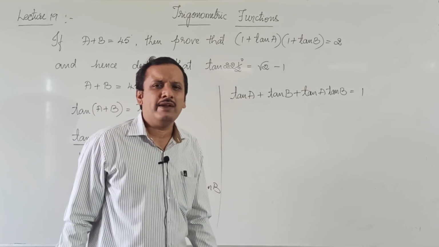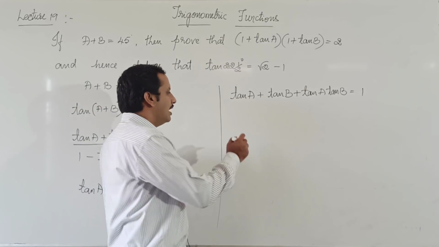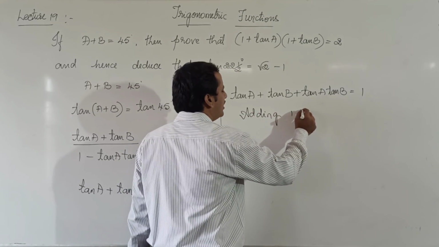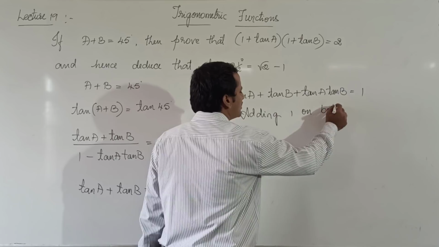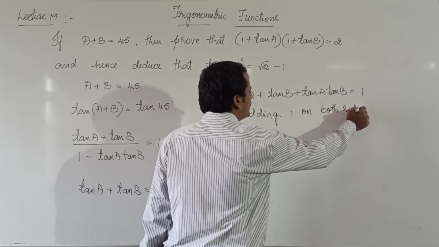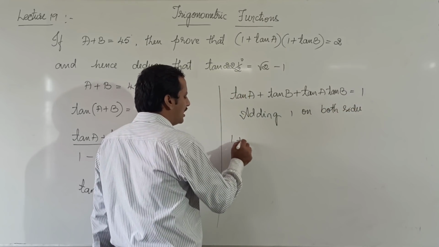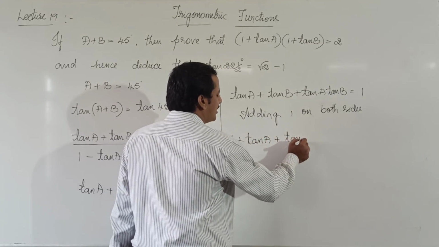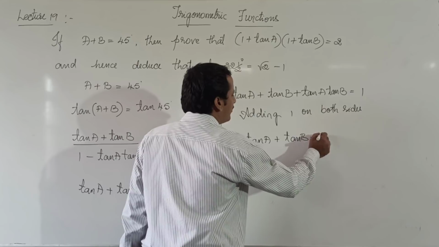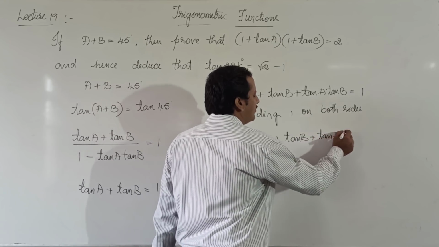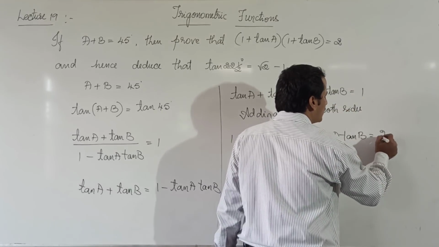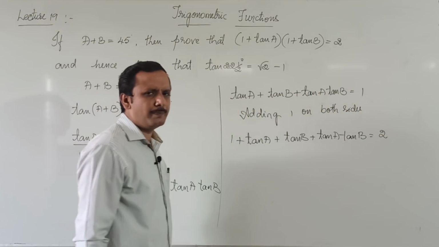Now, I will add 1 to this equation, adding 1 on both sides. Okay. So, that means you will have 1 plus tan a plus tan b plus tan a tan b. On RHS, already there is 1. I am adding 1 more. So, 1 plus 1 will become 2.